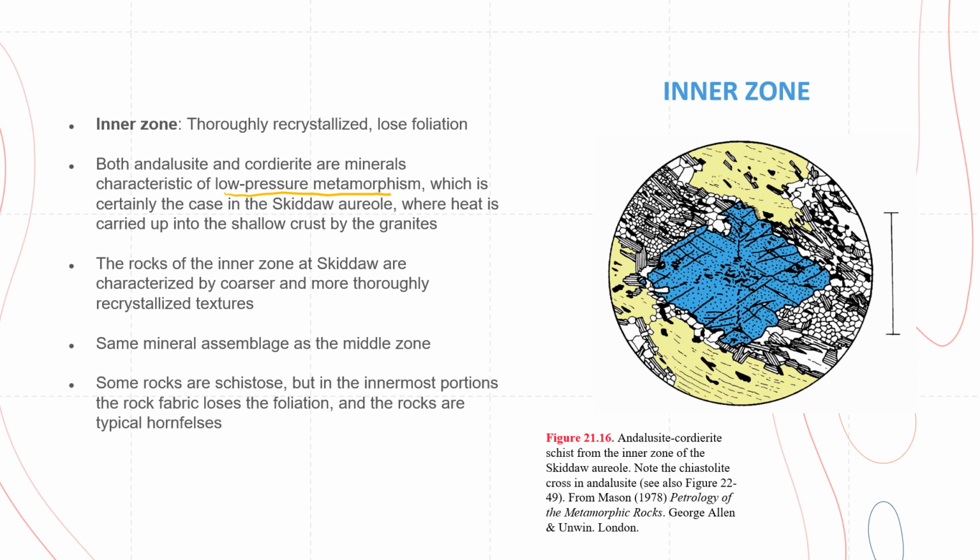So the rocks of the inner zone at Skiddaw are characterized by coarser and more thoroughly recrystallized textures because of this heat. And the same mineral assemblage as the middle zone is seen here. So some rocks are schistose, but in the innermost portions, the fabric loses the foliation. So the rocks are typical of hornfelses. So no foliation. No to little foliation.